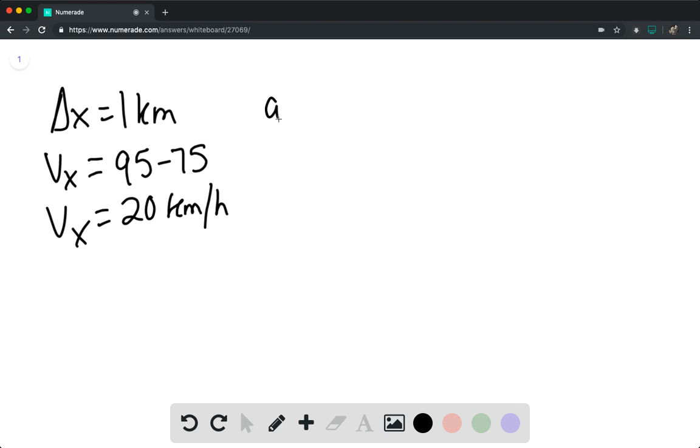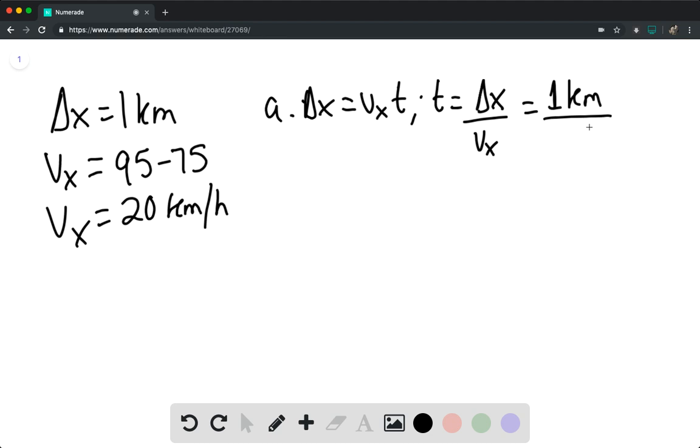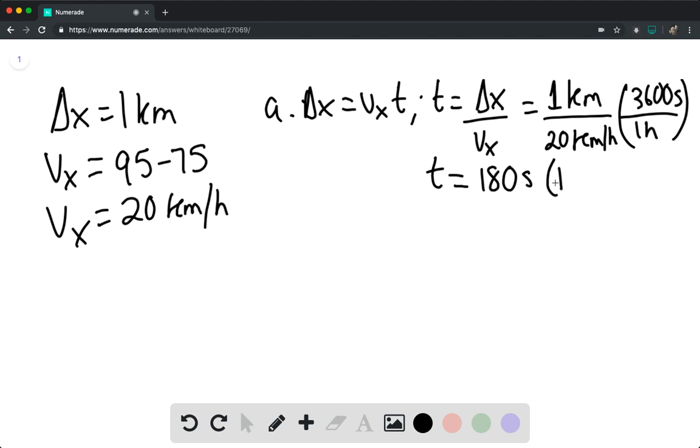So we can say for A, delta x equals V sub x t. That means that t is simply going to be delta x divided by V sub x. And this is going to equal 1 kilometer divided by 20 kilometers per hour, and then 3,600 seconds per 1 hour. And we're getting that t equals 180 seconds, and then this is the time to pass the train.